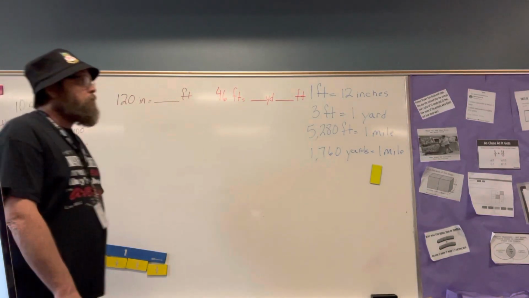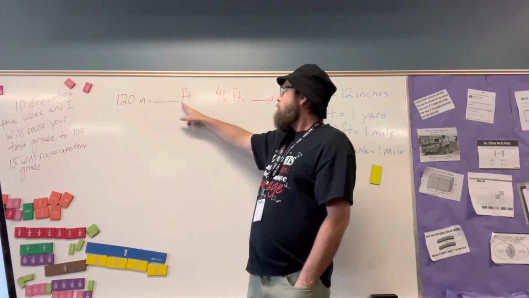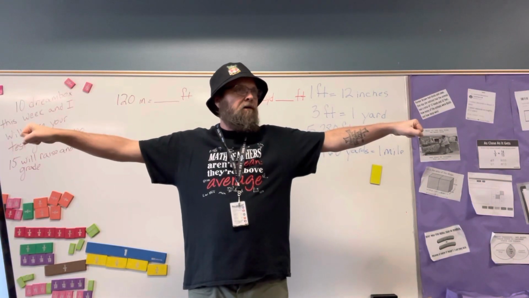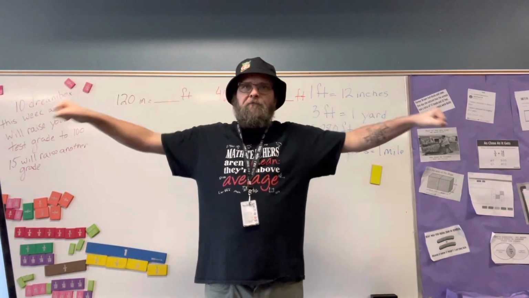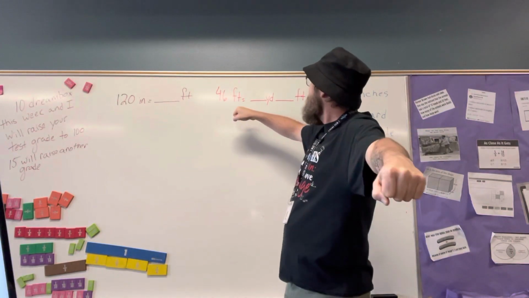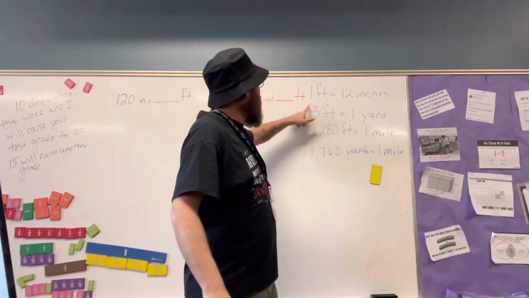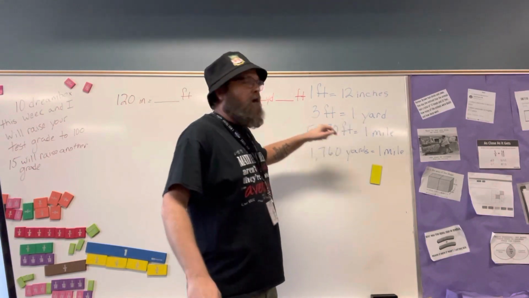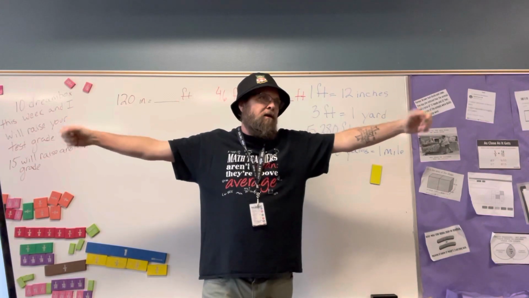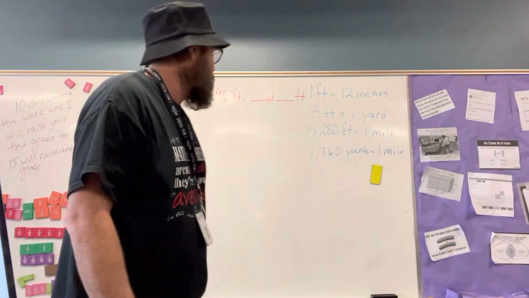Now, one thing you need to know: when we're changing from a smaller unit to a bigger unit, we divide. Inches are smaller than feet, so going from inches to feet in this first problem, we divide. In this one, we're going from feet to yards, so again we divide. But if we went from yards to feet, yards are bigger than feet, so we'd multiply. Smaller to bigger is divide. Bigger to smaller is multiply. Easy peasy, raw chicken squeezy.